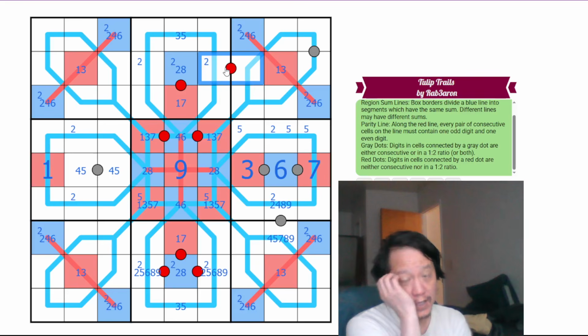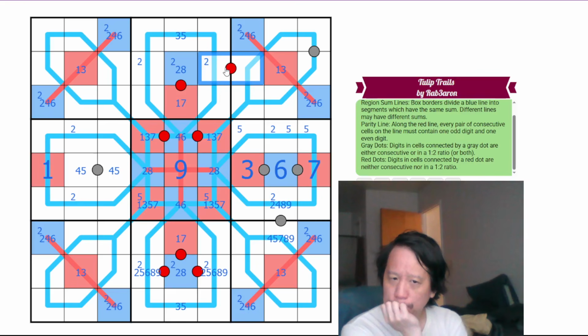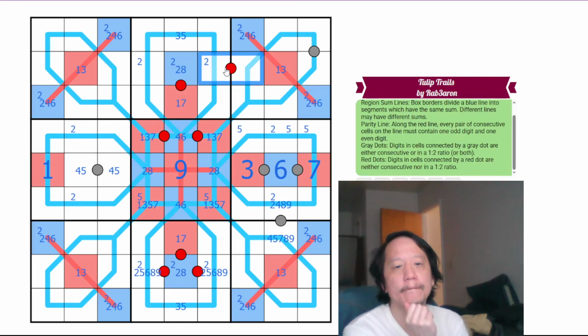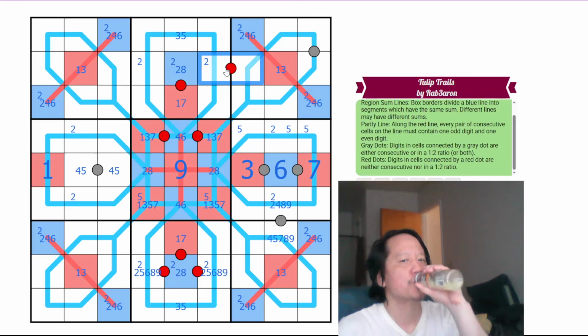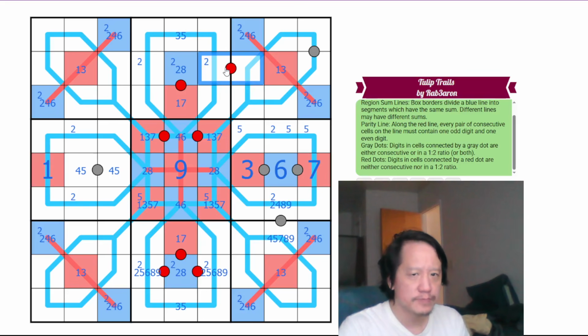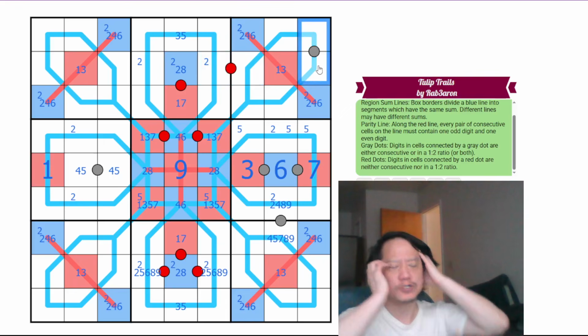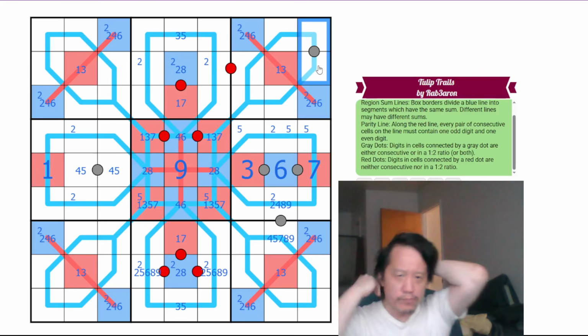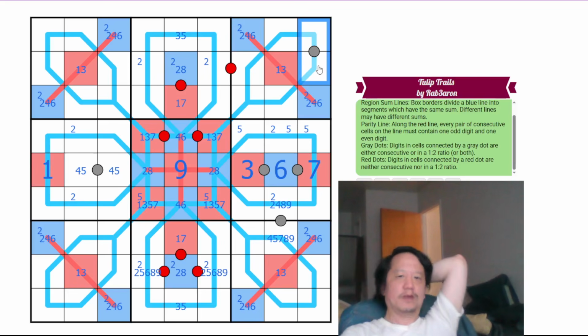These digits are not related to each other, but that's not helpful. What else do we have? These have some relationship to each other. So no 7, no 2.